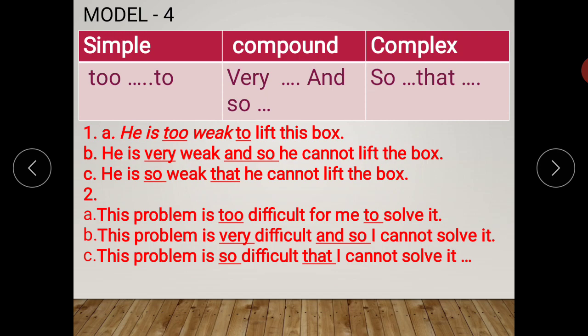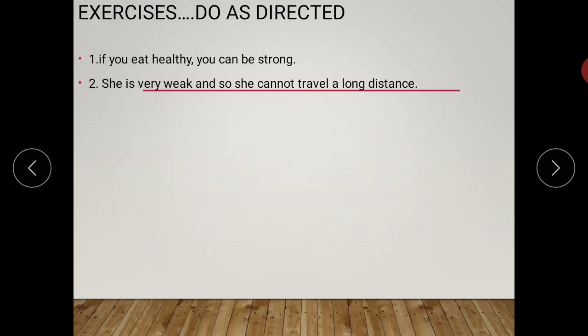So hope you understand this lesson, and here is a small exercise. Okay, if you eat healthy, you can be strong. She is very weak and so she cannot travel a long distance. They are two different sentences. This sentence is a complex sentence. I'll give you the clue. If you eat healthy, you can be strong. So you transform that into compound and simple.